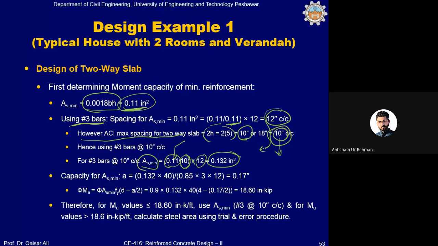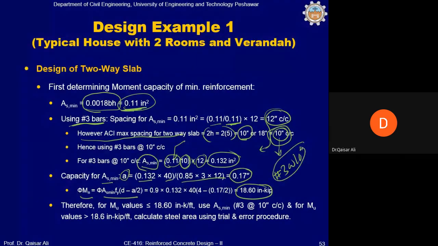ओके सर. Yes, sir. अच्छा, अब As minimum के corresponding compression block depth आप कैलकुलेट कर सकते हैं: 0.132 multiplied by fy divided by 0.85 fc' b, so it is coming 0.17. आप इस इक्वेशन में पुट करें, so you will get the capacity corresponding to minimum reinforcement, corresponding to number 3 at 10 inch spacing. इसका क्या मतलब है? If you are providing number 3 at 10 inch spacing, okay, it will give you this much capacity, 18.6 inch kip.